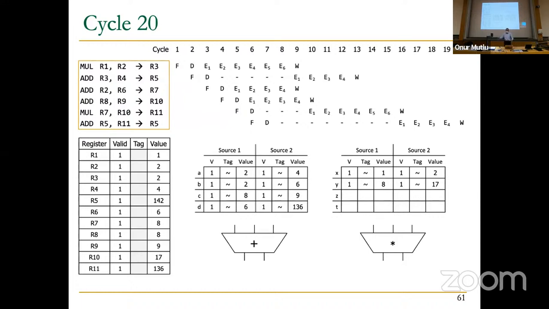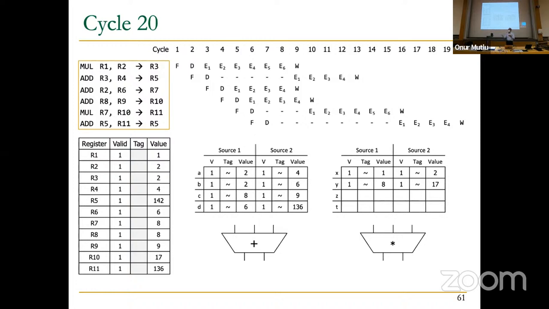Broadcast. So basically, that's a good question. What I assumed and what I said I assumed is you have two tag buses and two value buses, meaning two tags can be broadcast at the same time, two values can be broadcast at the same time, meaning for each tag, you have two comparators. Does that make sense? So that's a lot of buses, basically.